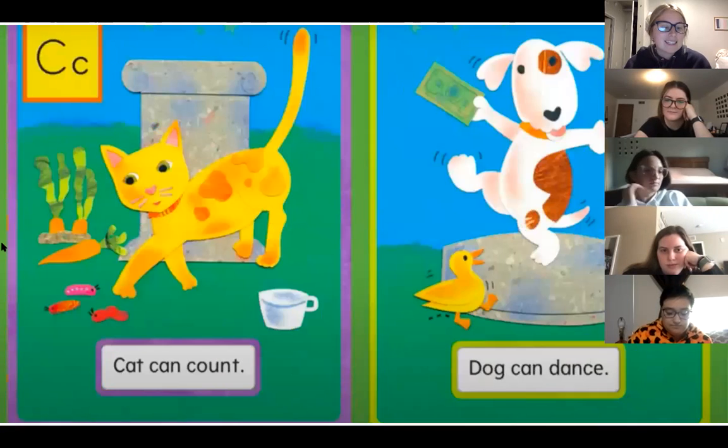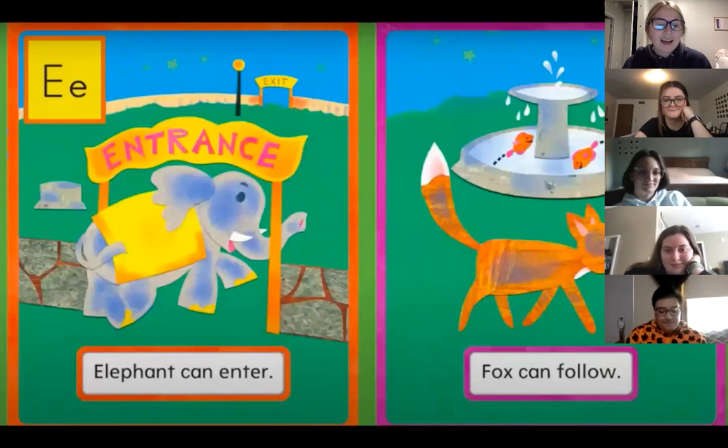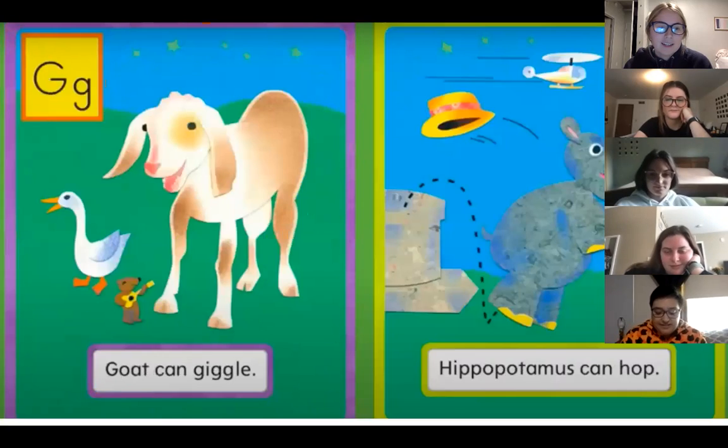Oops. C, cat can count. D, dog can dance. Can dogs really dance, do we think? No, I don't think so either. Maybe when we're not around. E, elephant can enter. F, fox can follow. G, goat can giggle. H, hippopotamus can hop.